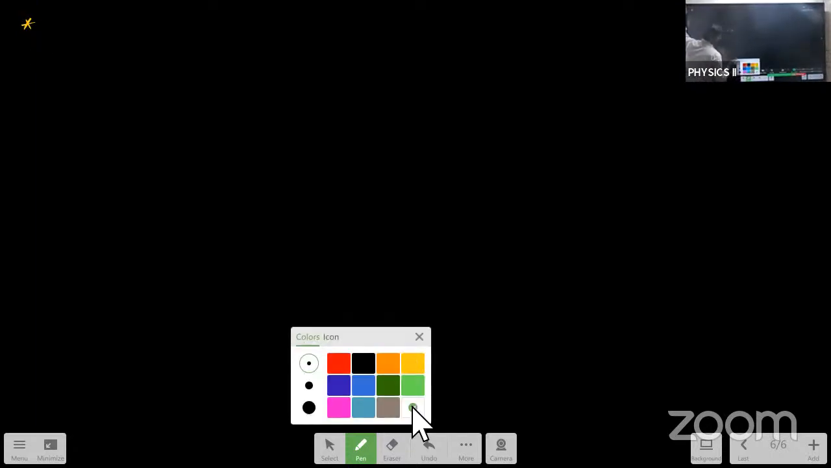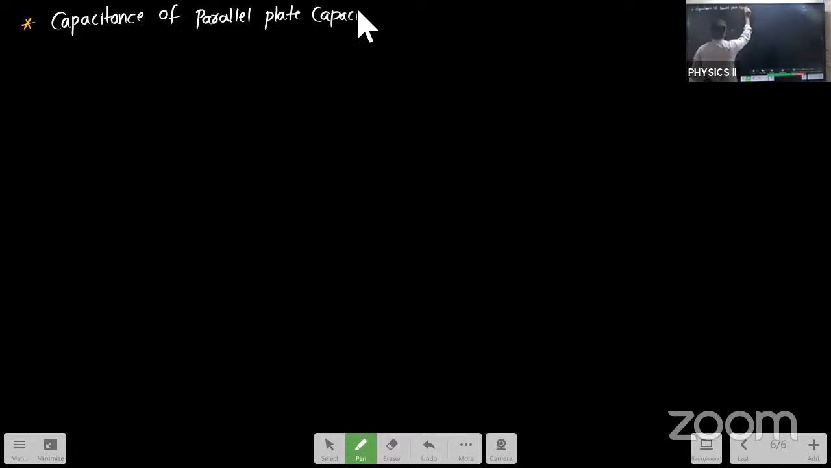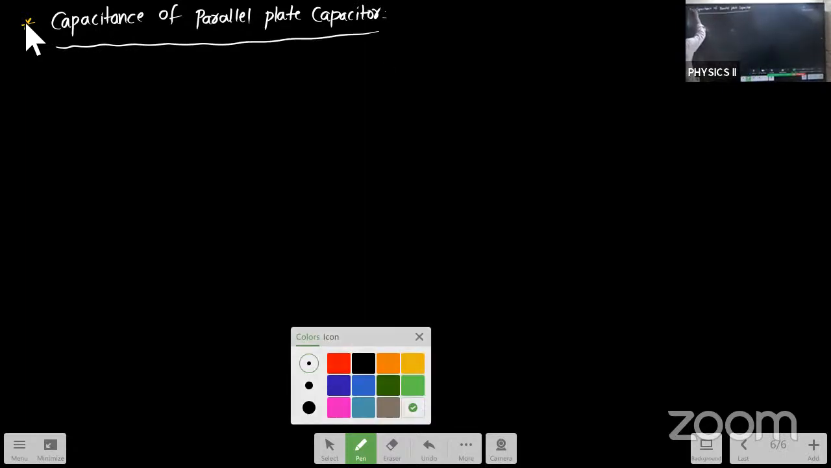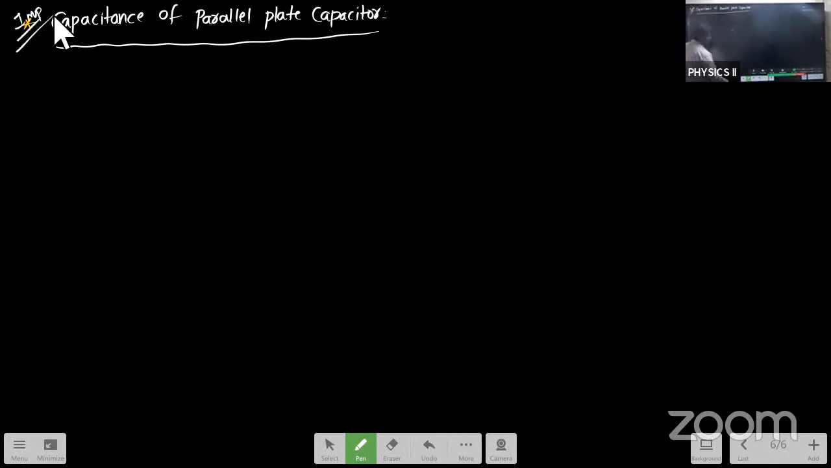Now let us move on to the most important topic from this chapter, that is the capacitance of a parallel plate capacitor. Capacitance of a parallel plate capacitor. Most important question, most important topic for your annual examination.